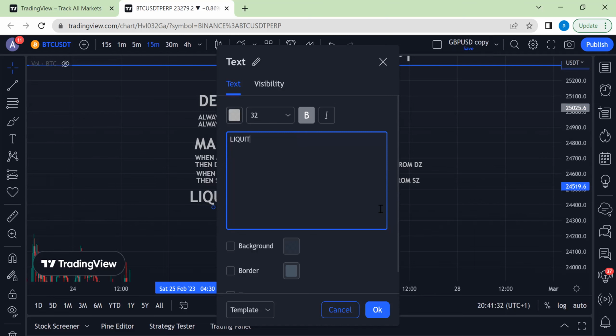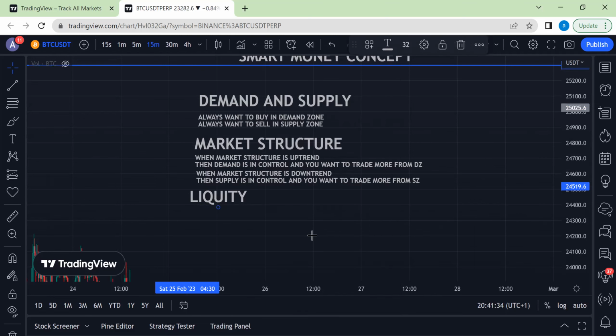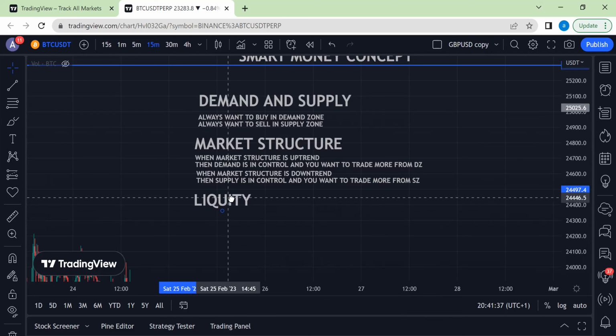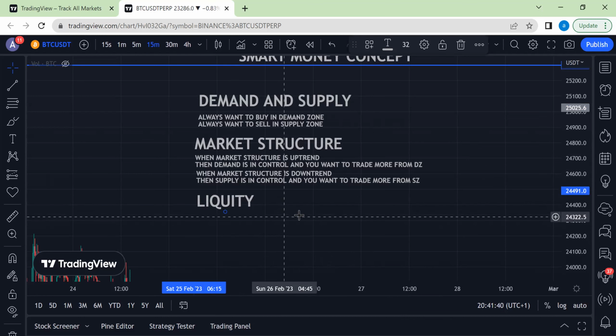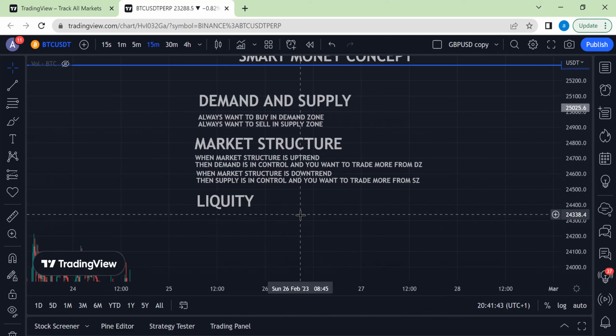Liquidity. Okay. So we're talking about liquidity, and liquidity simply means money. To understand this, you have to understand that liquidity means money. Anywhere you hear liquidity, it means money. That's what liquidity is, simply. Now, how does this apply here?